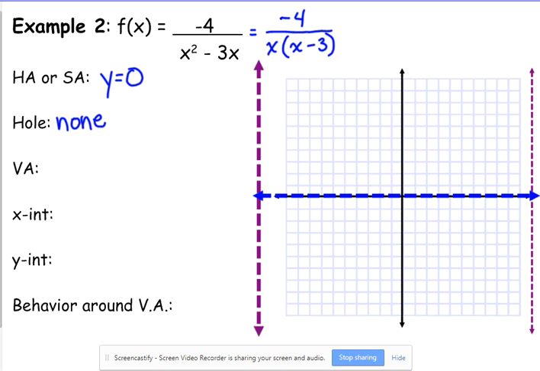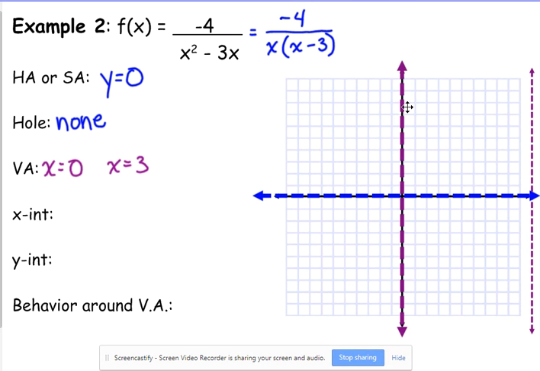What are we looking at? We've got two of them, right? We've got x equals 0, and we have x equals 3 from setting the denominator equal to 0. Well, here's the same thing. x equals 0 is the y-axis. So we've just got to emphasize it, make it a little bit darker so that I can see that you've got the y-axis as a vertical asymptote and it's not just your axis. Okay?